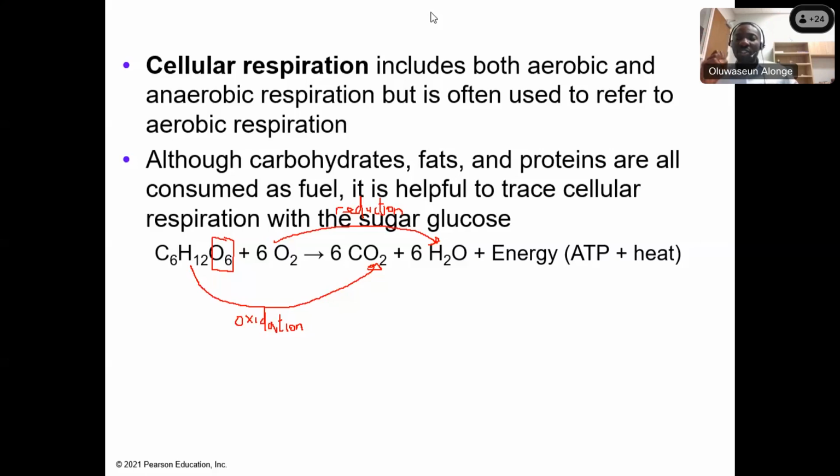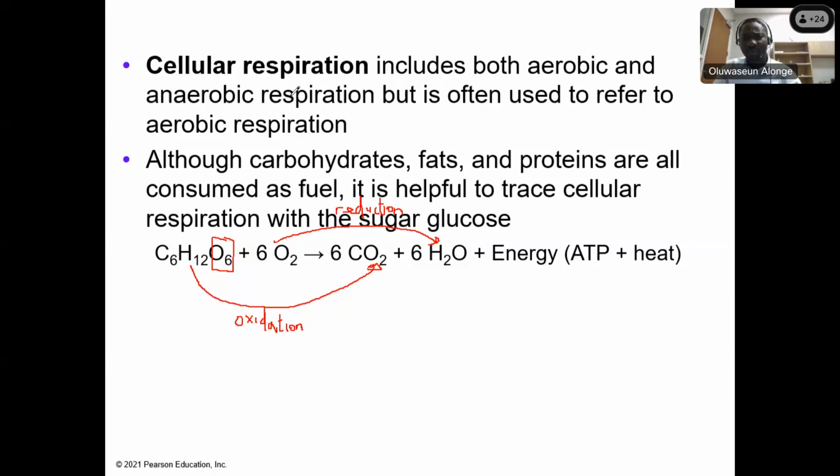So I'll take the three definitions now. In terms of oxygen, oxidation means addition of oxygen, or gain of oxygen, whereas reduction is loss of oxygen. In terms of hydrogen, gain of hydrogen is reduction, loss of hydrogen is oxidation. In terms of electron, gain of electron is reduction, and loss of electron is oxidation. So those are the three definitions when it comes to oxidation and reduction.